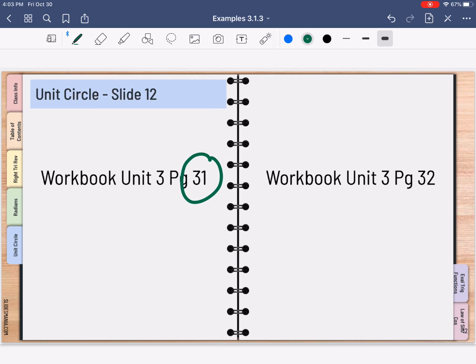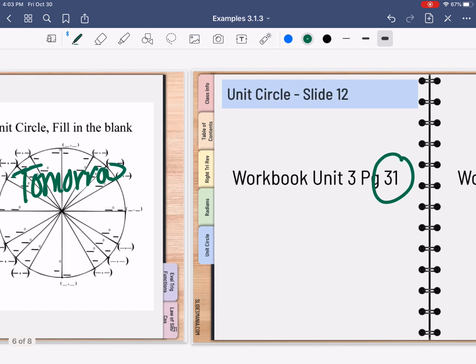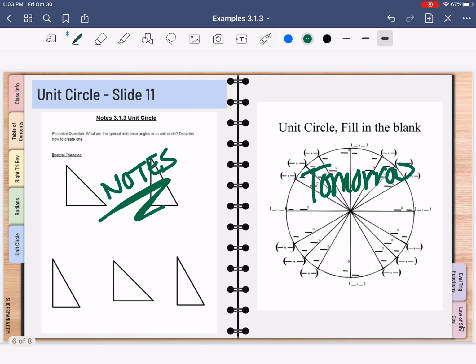Then you're going to put page 31 and 32 onto slide number 12 in your digital notebook. So yeah, we're going to make that unit circle tomorrow in class, okay? Your homework tonight is page 35, 1 through 9.